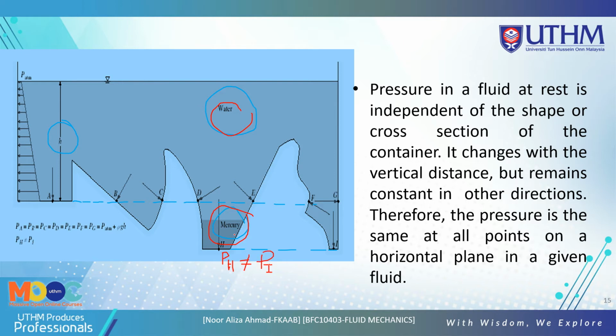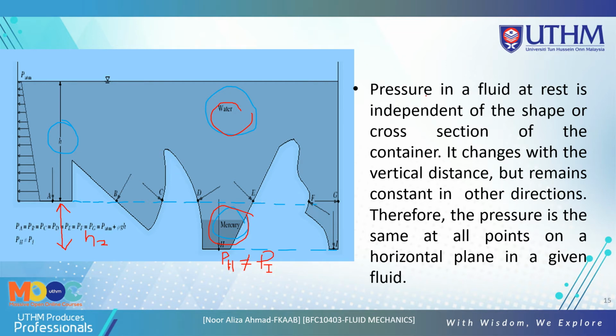Because they have different fluids, even at the same height, the pressure is not the same. For H there are two different fluids, water and mercury, and I is just water, so the pressure is not the same. But at A, B, C, D, E, F, G, the pressure is the same.